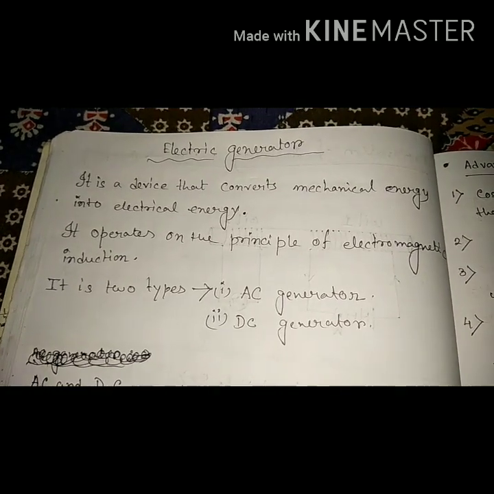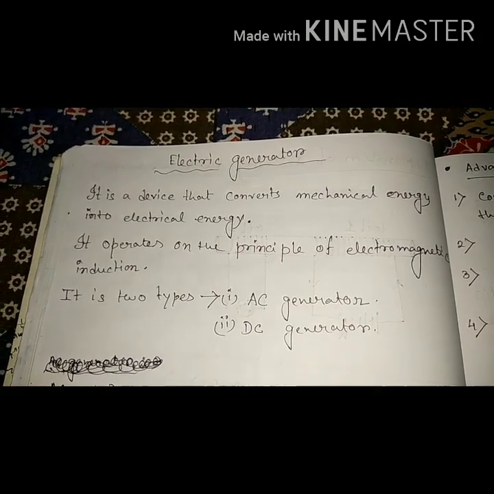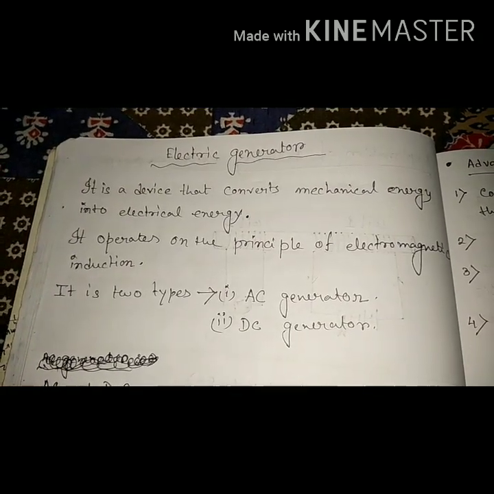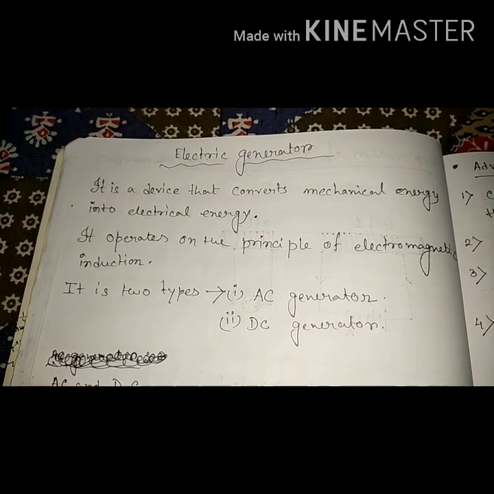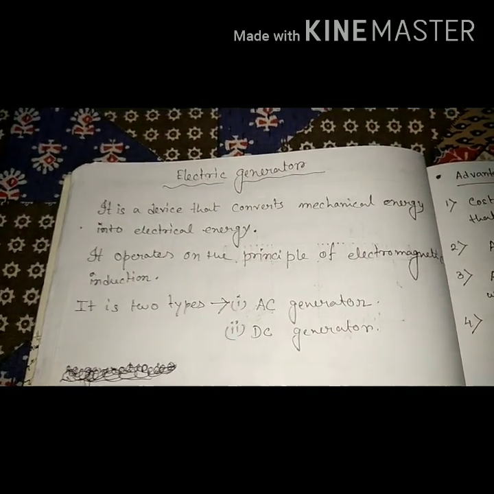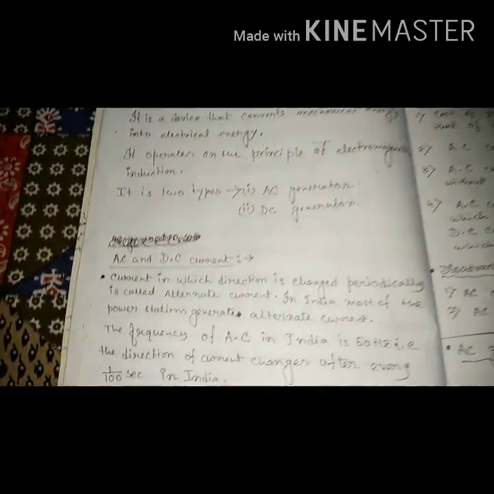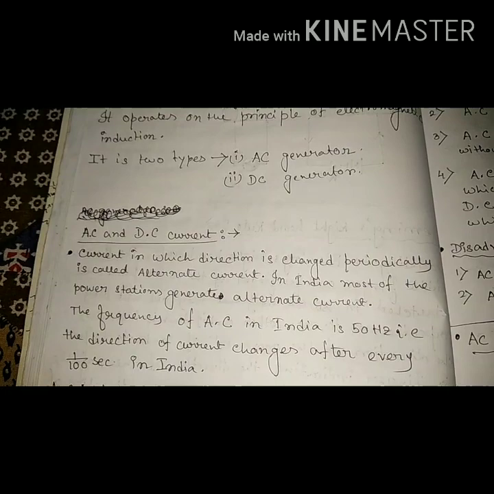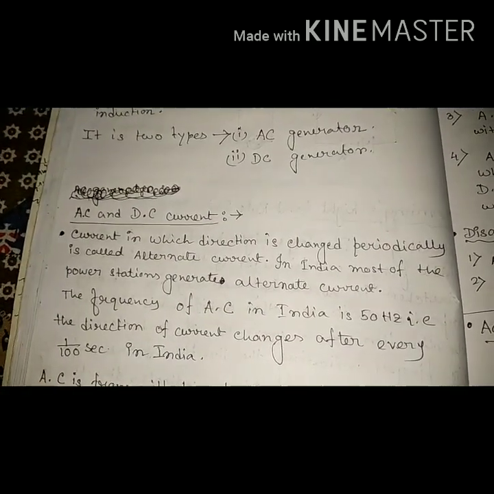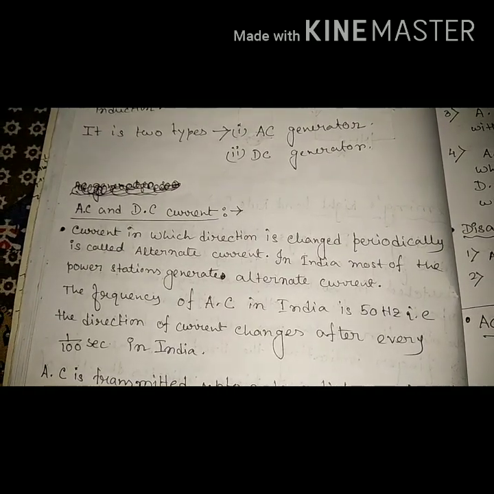Now generators are of two types, AC generator and DC generator. We studied only the AC generator, and how to convert it to a DC generator we also studied at last. Okay, so AC and DC. What do we mean by AC and DC? First we understand what AC and DC are: alternating current and direct current.